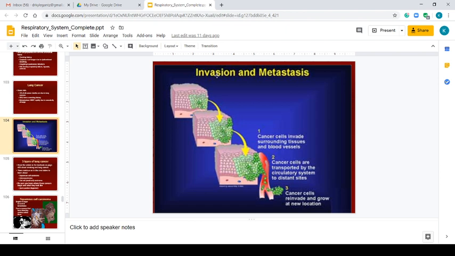So here we see invasion and metastasis. Cancer cells invade the surrounding tissue, and then they get into the blood supply, and then they end up spilling out over there, and they reinvade and regrow in a new location. Okay? That's metastasis.